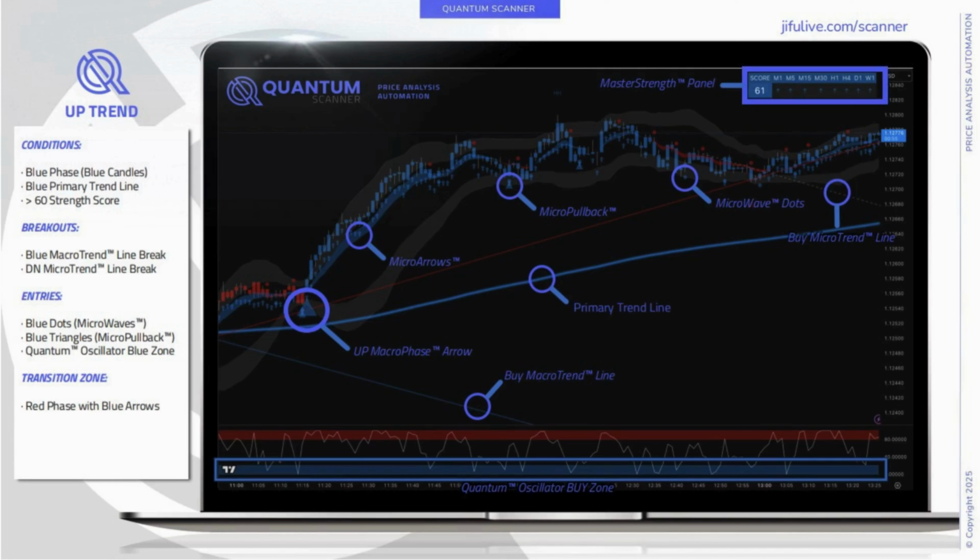At times, there will be transition zones. This can be identified in an uptrend when you see red phase candlesticks, colored red, but with blue micro arrows on the candlesticks. During this time, it is best not to place trades in either direction.